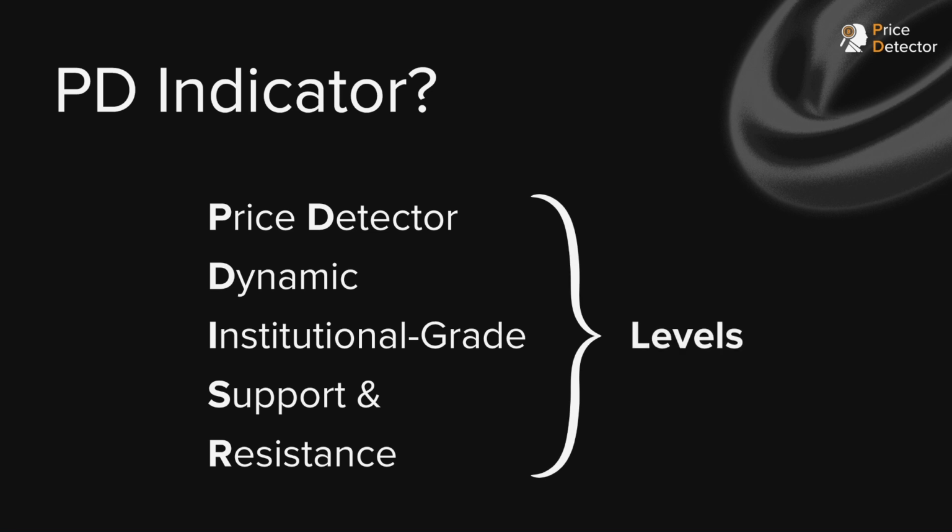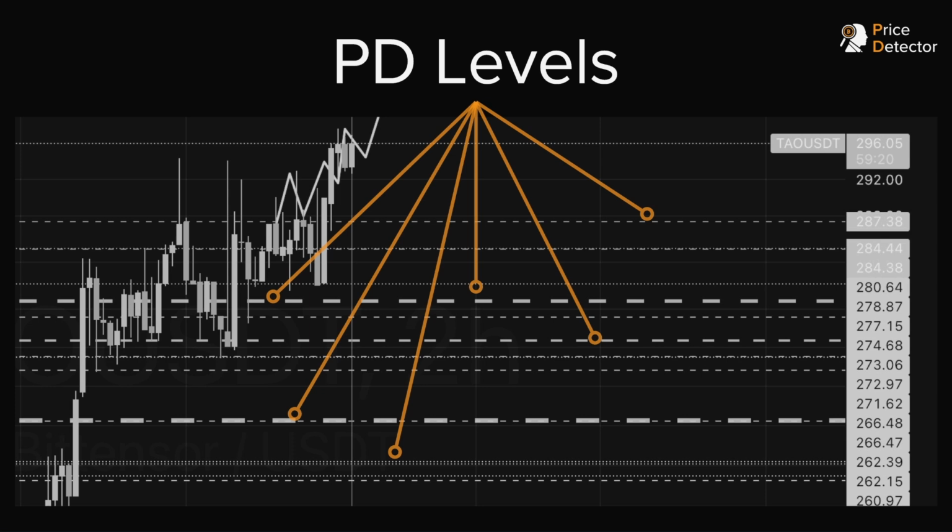What's this PD indicator we've been talking about for some time now? The PD indicator is short for the price detector, basically. So they're dynamic institutional grade support and resistance levels. This is a snippet of how it may look when you access those indicators.